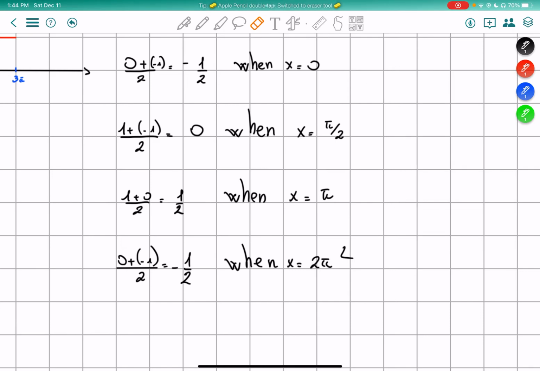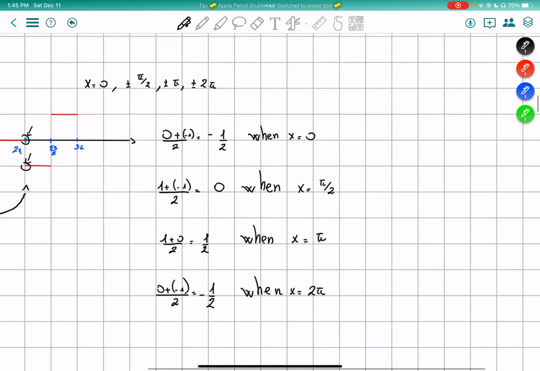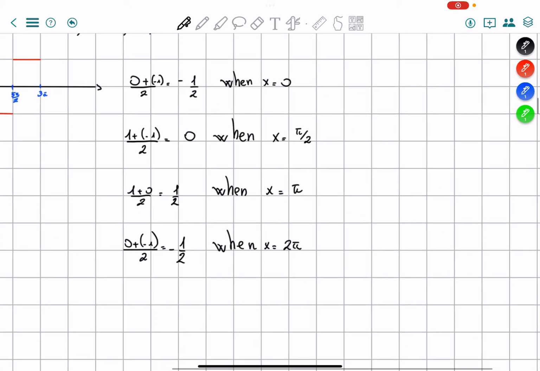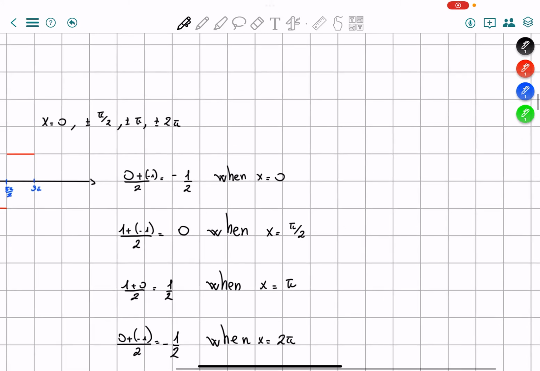Now, one trick we can use is, for example, when we want to find the value at negative 2 pi, it's like saying x equals negative 2 pi plus 2 pi, because of the periodicity, and we're going to have this point right here. So our value will be negative 1/2.